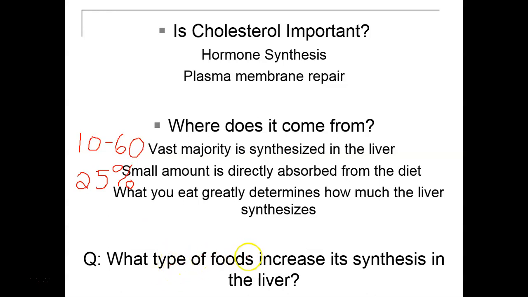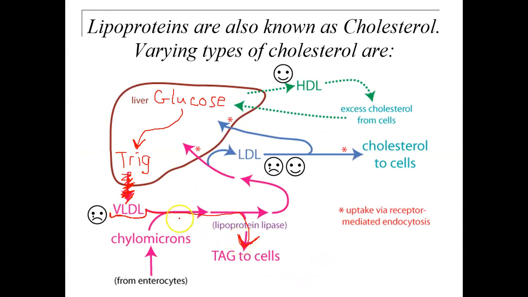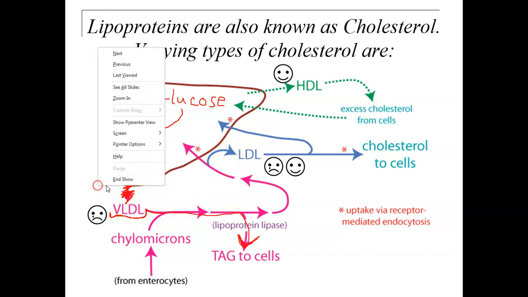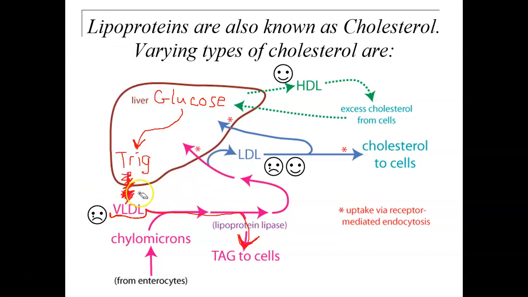So, what type of foods increase its synthesis in the liver? Well, let's think about it. Where did we synthesize that cholesterol from? All right, let's back up. VLDL gave rise to LDL. So they came from the VLDL. Where'd that come from? Oh, the VLDL came from triglyceride. Where'd that come from? That came from glucose.